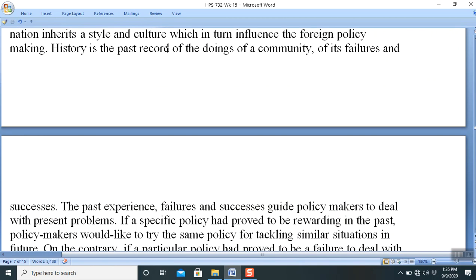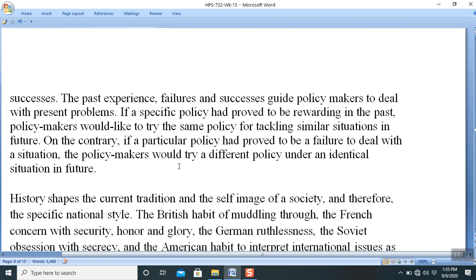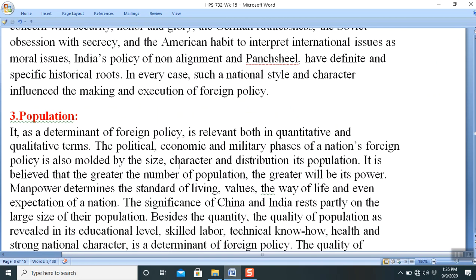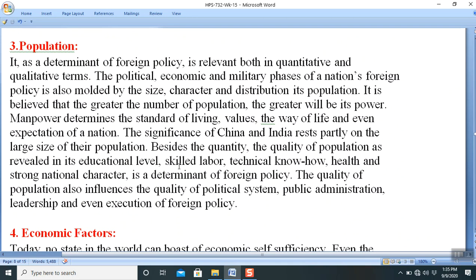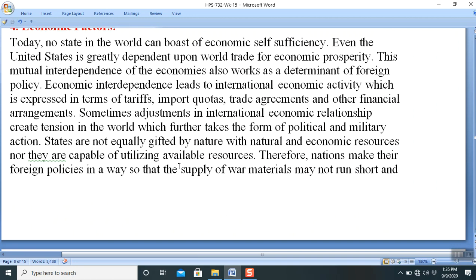province of Kabul, or you can say Afghanistan. A time came that Kabul, Kandahar, Herat, they used to be the province of Delhi, meaning India. Population is another determinant. Economic factors are very important.